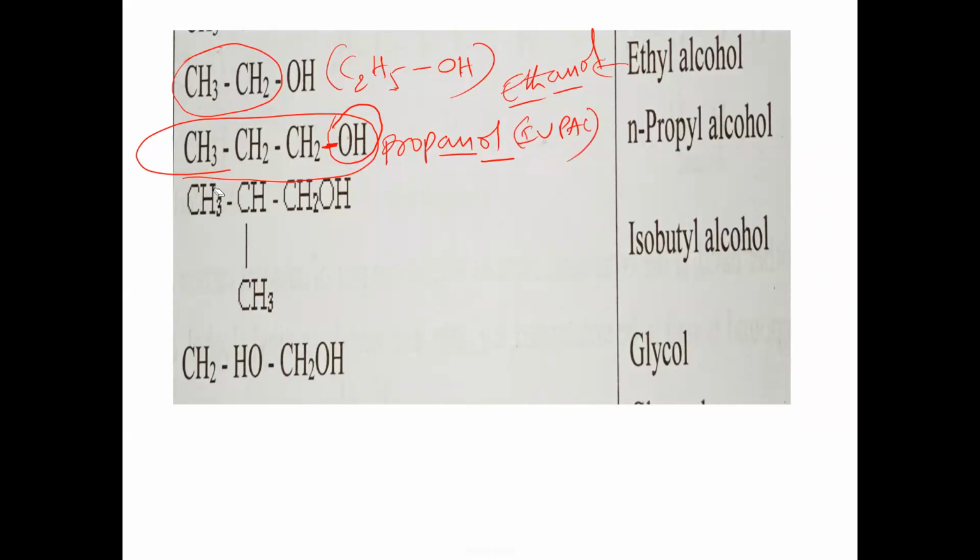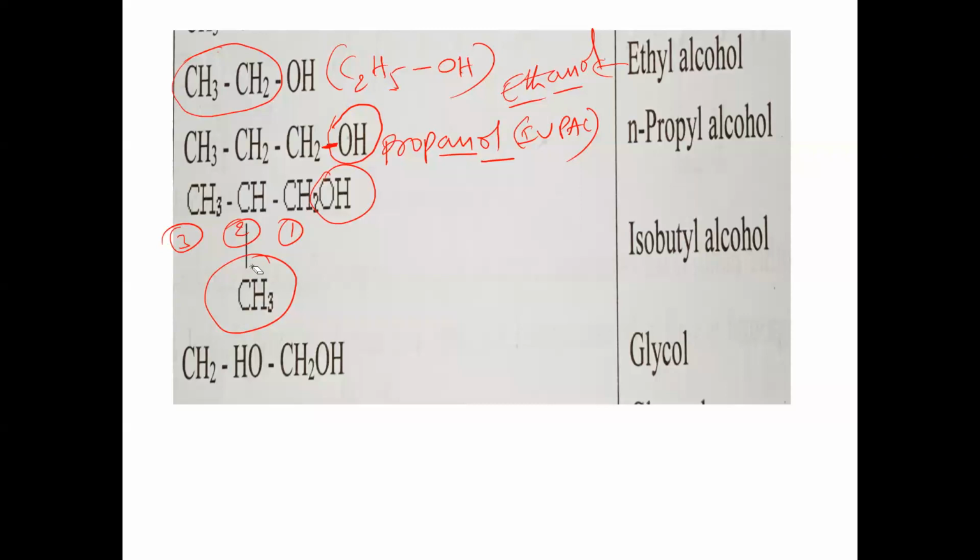Okay, next one. In the other example, check here. In this case, the first carbon has the alcohol functional group, then the second carbon, then the third carbon. 3 carbons in the longest chain. The OH is the principal functional group, and the CH3 group is a methyl substituent. On the second carbon, the methyl group is attached. So it is 2-methyl propanol. It is simply propanol.